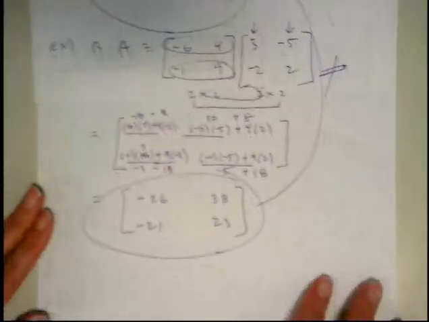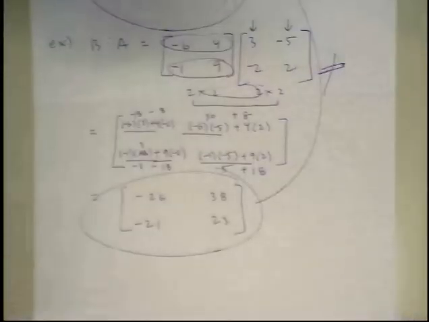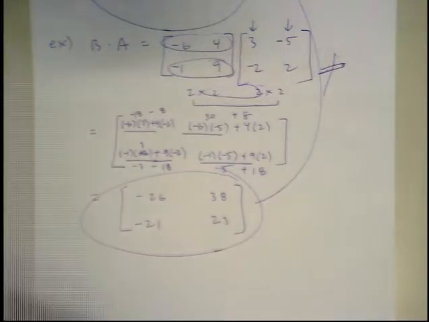So even though I can reverse the order, A times B or B times A, does not mean that I get the same thing. So matrix multiplication, again, is not commutative. Commutative means you can change the order. And you can change the order, but you're not going to get the same answer. Okay, let's do another example.